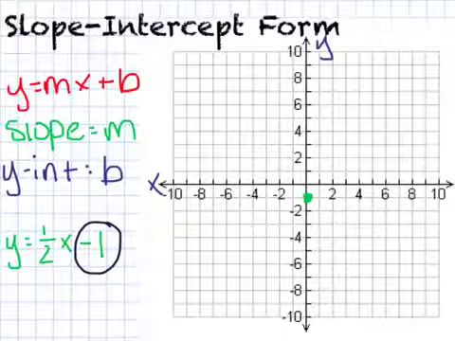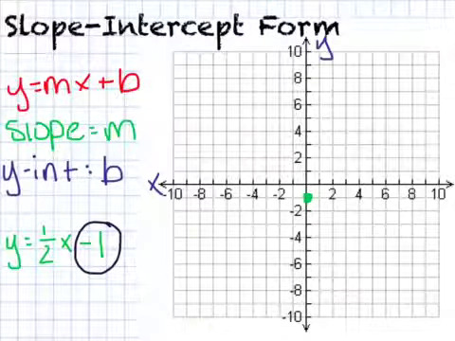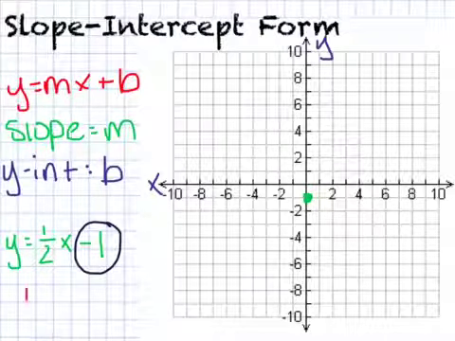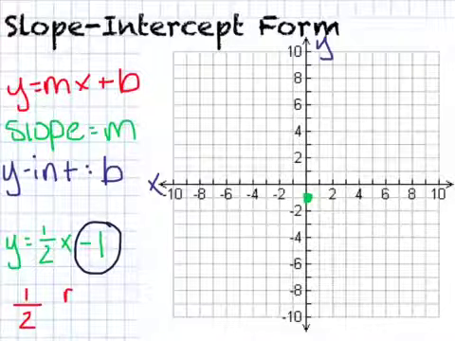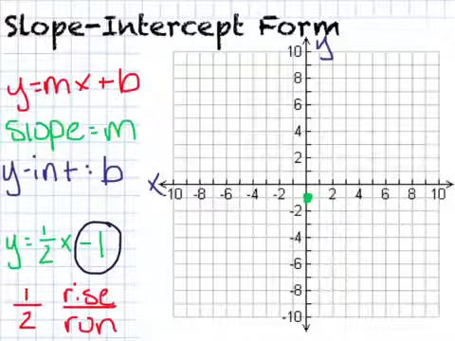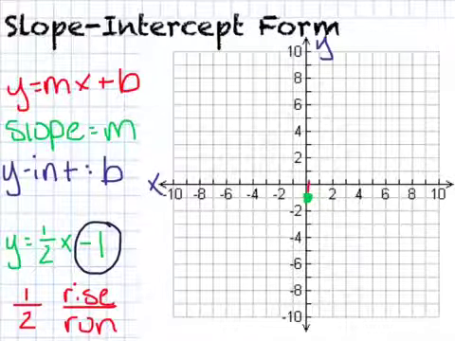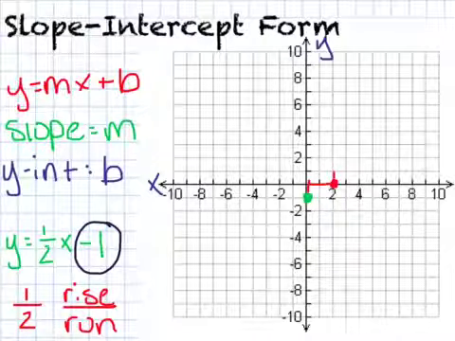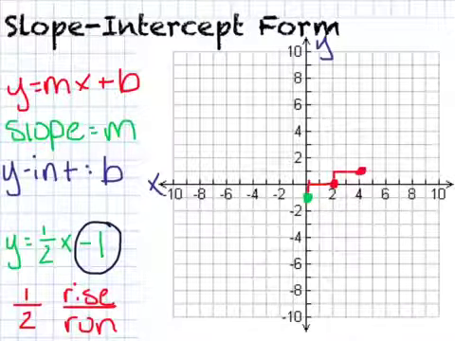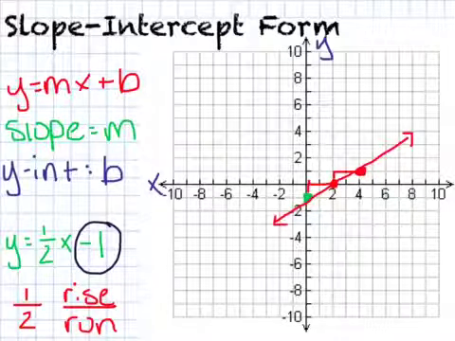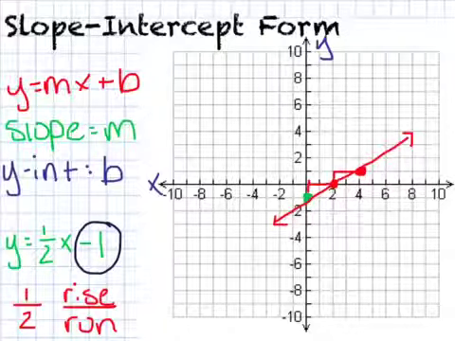Our slope is 1/2. Remember, slope is rise over run, so that means we're going to go up 1 and over 2, and we'll have a point. Up 1, over 2, and we'll have a point. You draw your line through, and that is how you graph slope-intercept form.